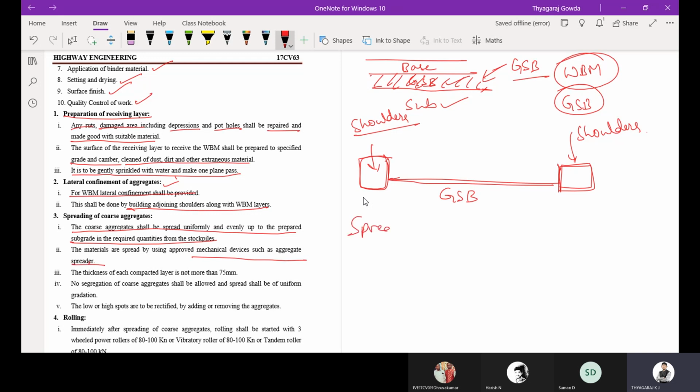So you are going to spread the aggregates by aggregate spreader. You are going to stack the aggregates in piles on the road, and you are going to spread the aggregates by aggregate spreader. And the thickness of each compacted layer is not more than 75 mm.